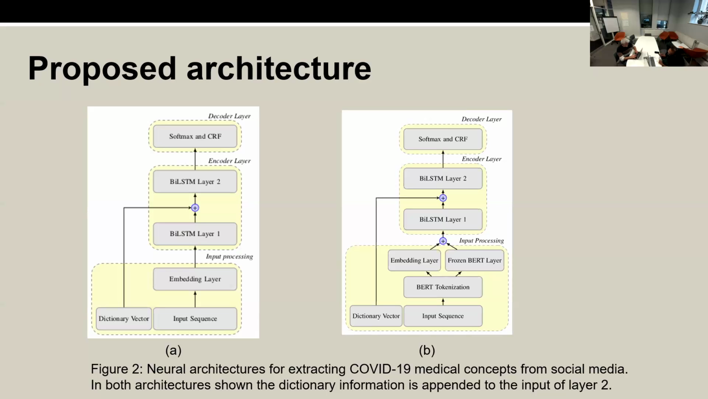So we found that if we add the dictionary vector with the input sequence, it is not effective. Actually, the dictionary vector can be seen as knowledge. So if we incorporate knowledge at a layer that is very close to the classification layer, it works well. So that was my finding during this research. So we appended this dictionary vector in the second layer of the BiLSTM network.